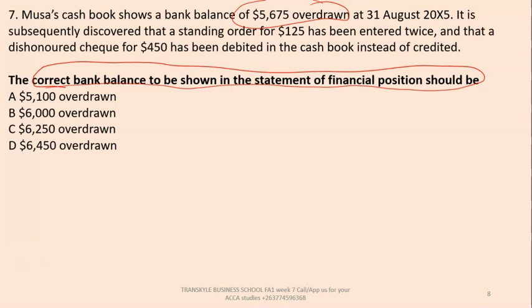Alright, so it is subsequently discovered that a selling order of 425 had been entered twice, and that a dishonored check for 450 has been debited in the cash book instead of credited. Now, here we are simply playing around with the cash book, alright, but we need to be a bit smart.